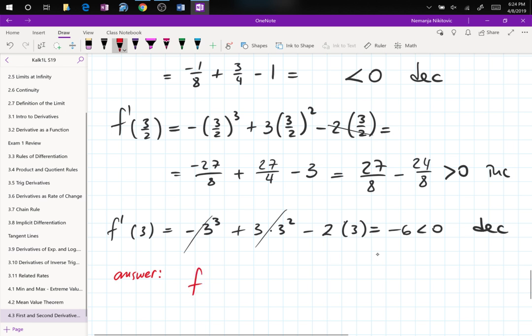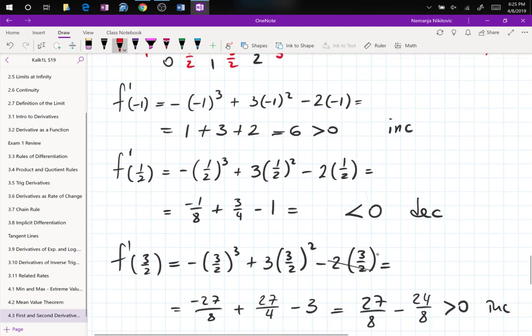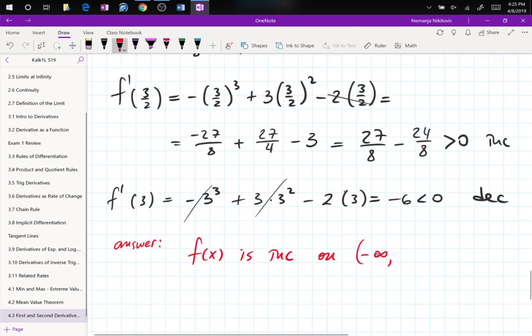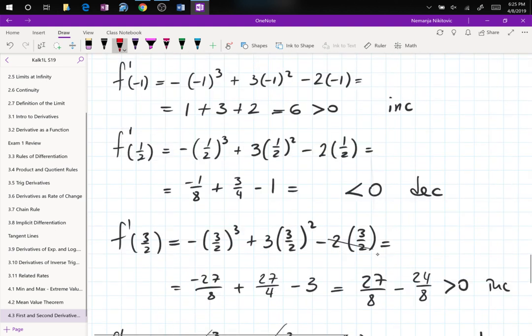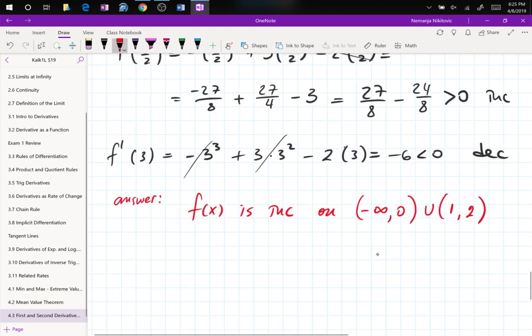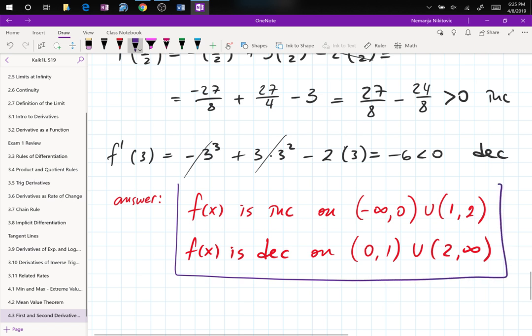So you will say f of x is increasing on, and you will go and find the increase. Negative infinity to 0, union 1 to 2. So this is where the arrow goes up. And then f of x is decreasing on 0 to 1, union 2 to infinity. And that's the answer. You are specifying exactly the intervals at which this is happening.